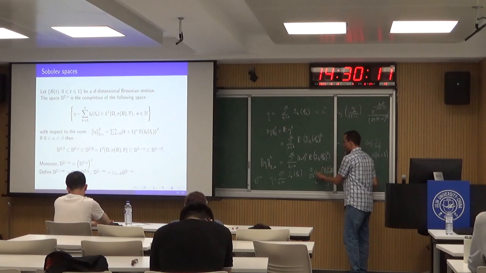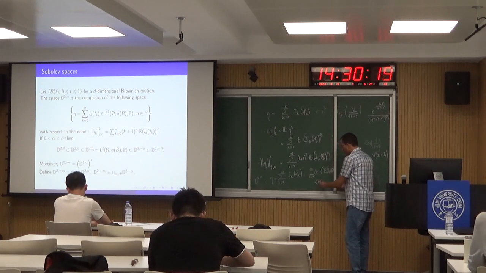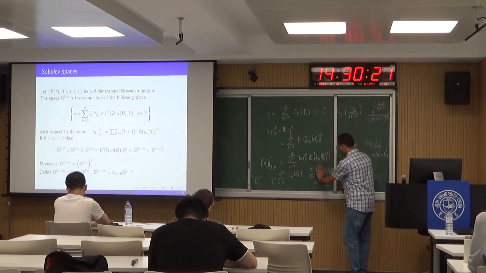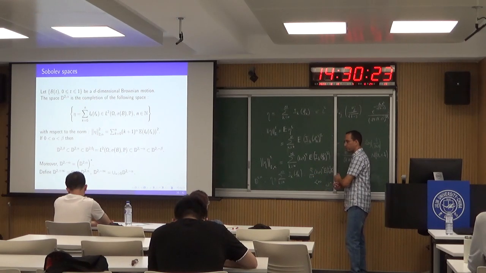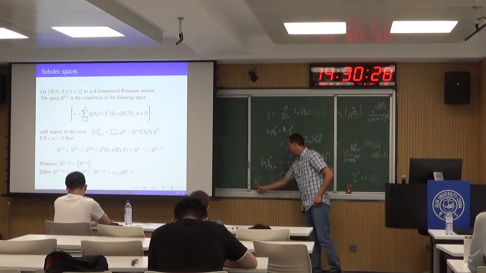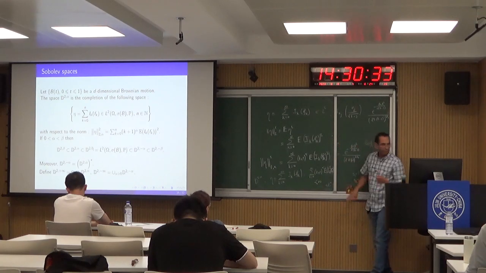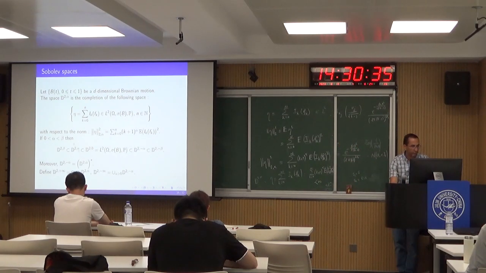Because (k+1)^α is always greater than 1, for positive α, if this series converges, then without this term the series also converges. It means that for positive α, this space is included in the L2 space. That's exactly it: for α positive, we have D2^α is included in D2^0, and D2^0 exactly coincides with the usual L2 space.